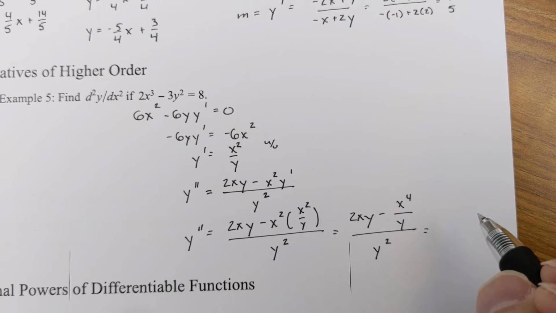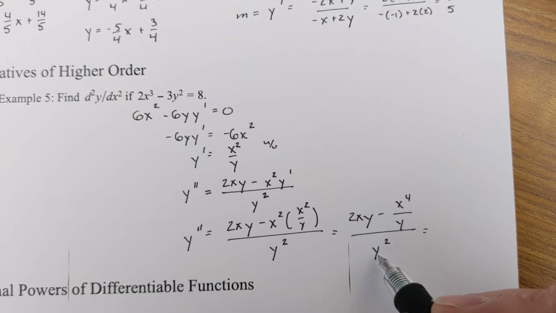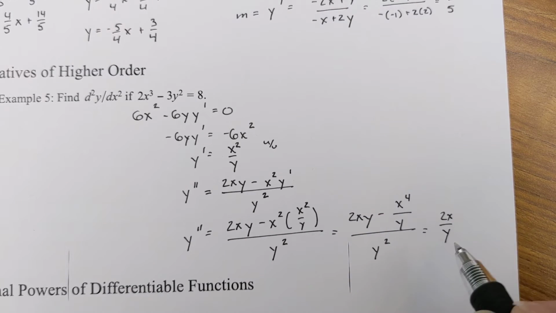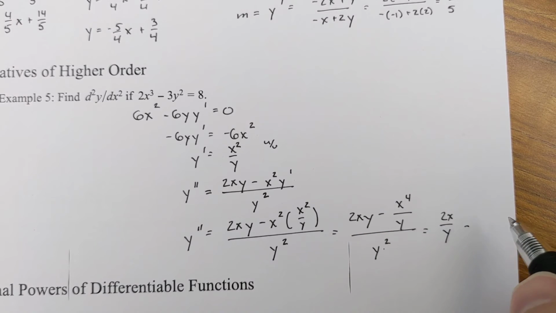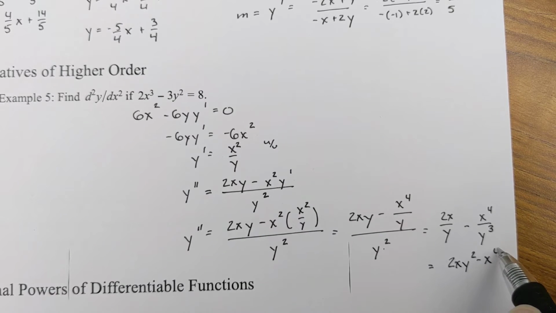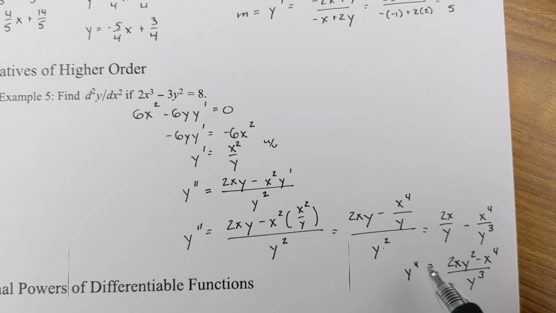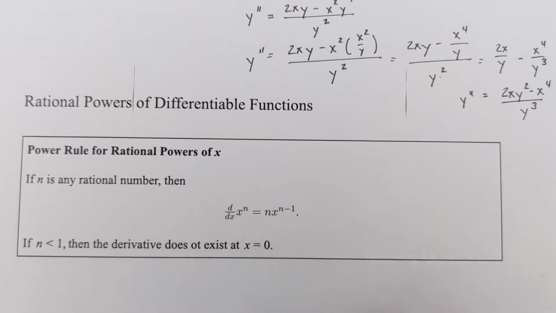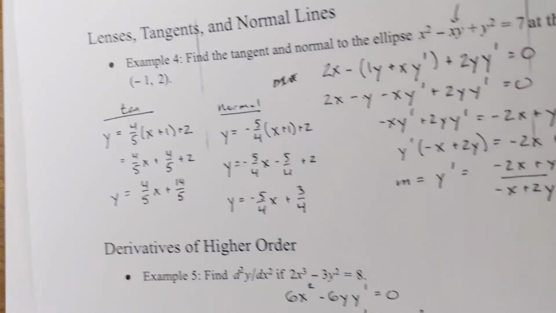So this becomes, let's see here. We're dividing both of these by y squared. So this becomes 2x over y, because that y cancels one of those out, minus x to the 4th over y cubed, which would be, if I want a common denominator, 2xy squared minus x to the 4th all over y cubed. That would be your second derivative. Okay, so this is just the power rule again, just a reminder.